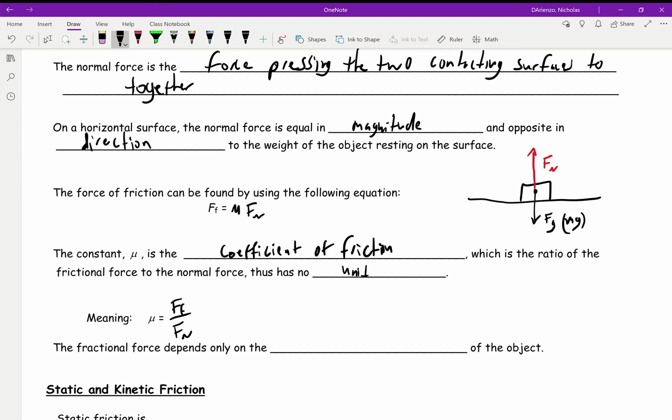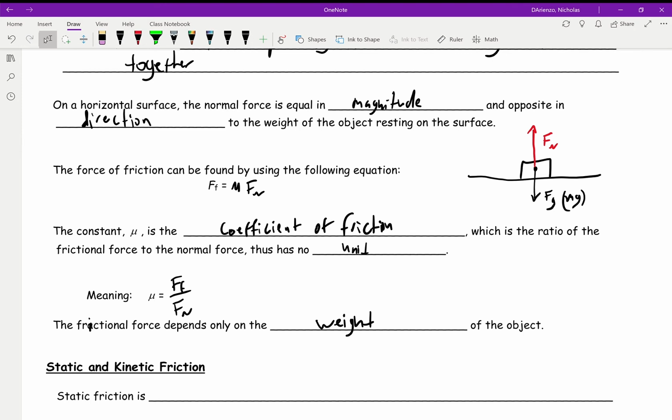And by analyzing this equation here, we can see that the frictional force depends only on the object's weight. It's not going to matter how fast the object's moving. It's also not going to matter the area in contact.